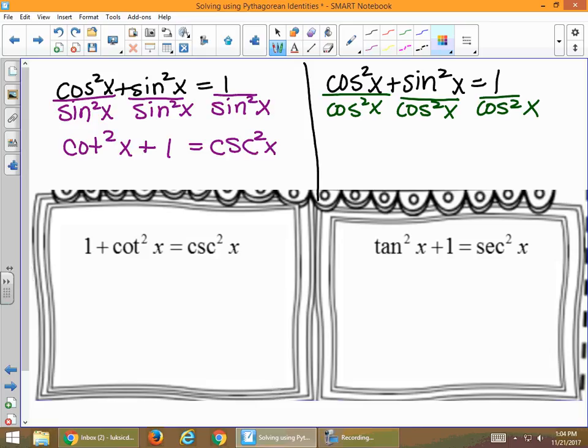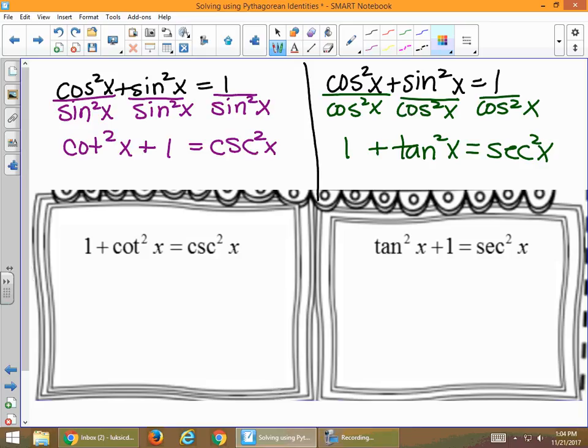Cosine squared over cosine squared? 1. Sine squared over cosine squared? Tangent squared. 1 over cosine squared is secant squared. When I am first working on this unit, after I haven't worked on it for a while, I don't have these memorized fresh in my brain.